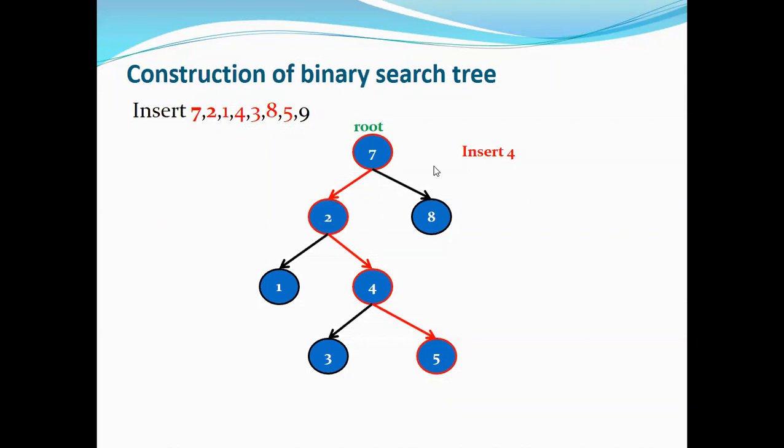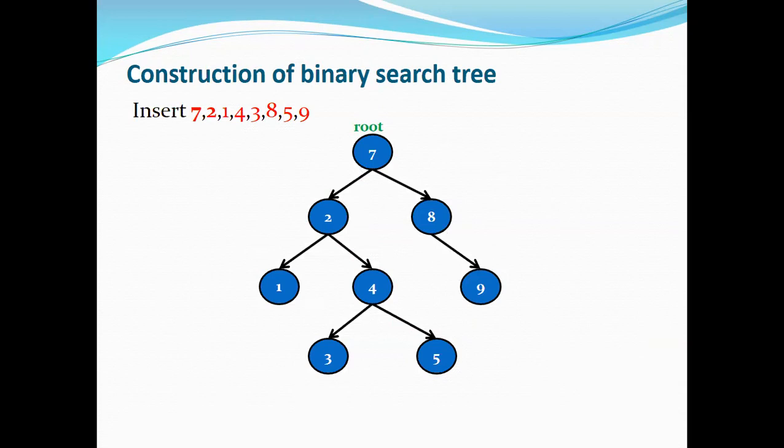The next key is 9. So I will compare 9 and 7. Comparing 9 and 7, 9 is greater, so I will go to the right side. Comparing 8 and 9, I find that 9 is greater. So I will insert 9 to the right side of 8. In this way, we can construct a binary search tree.